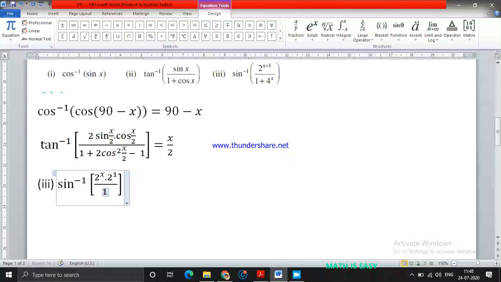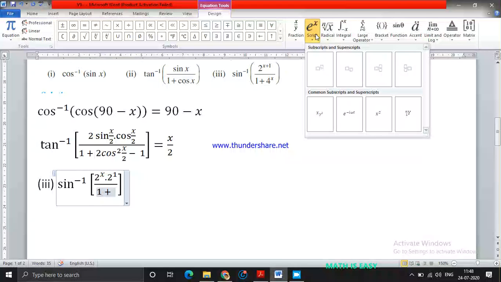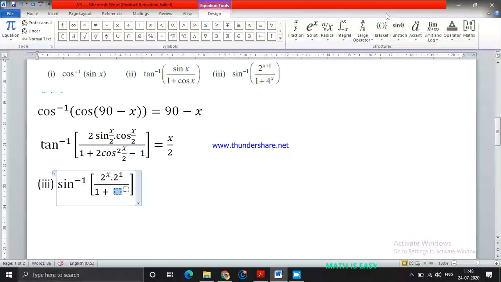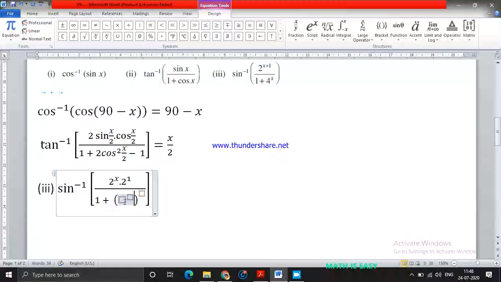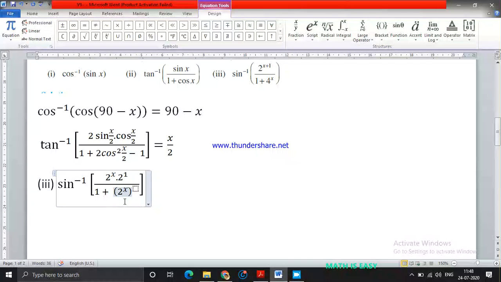And here 1 plus 2 power x whole square will come, right? This you will get as 2 power x whole square, that is, a power m whole power n. Generally I do write it as 2 power 2 whole power x, because 4 you can write as 2 square. So 2 power 2 whole power x is the same as 2 power x whole square. Both will remain the same.